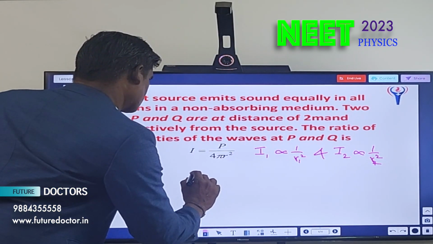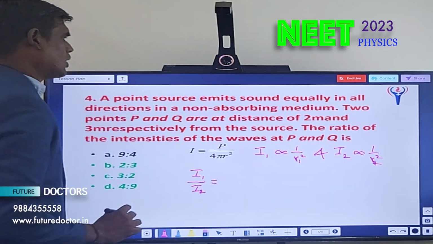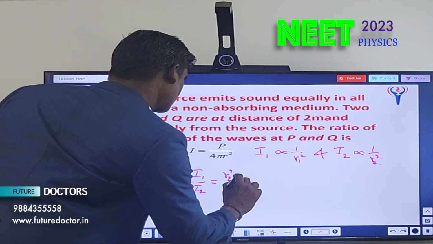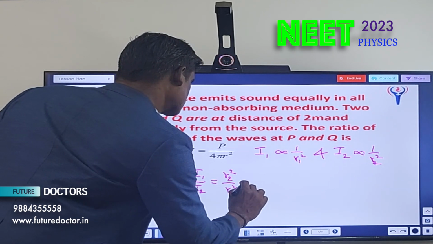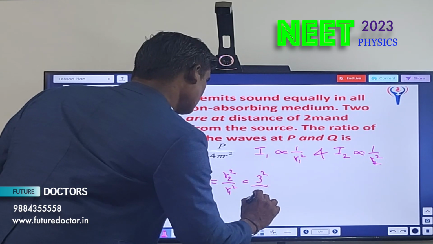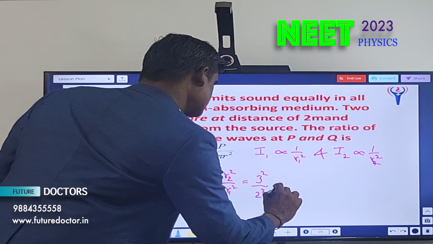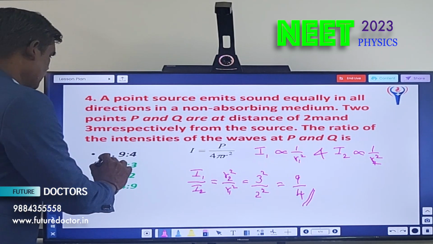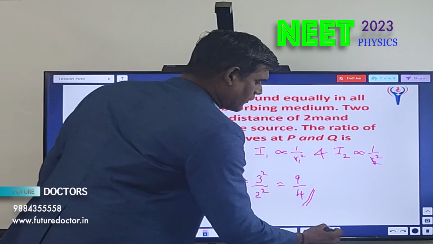So I1 by I2 equal to R2 square by R1 square. R2 is 3 meter, so 3 square by 2 square, that is 9 by 4. That is nothing but 9 is to 4. Option E. Next question, fifth question.